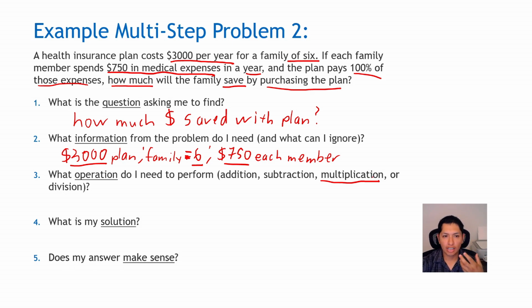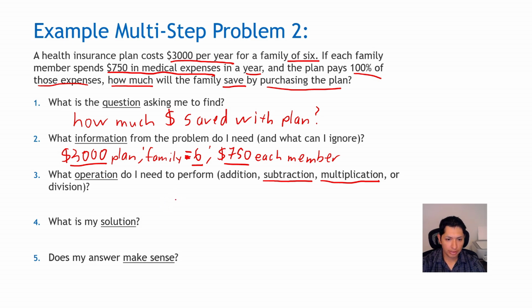And then to get how much money is saved, I compare the cost of the plan versus how much the family as a whole spends in a year. The way I'm going to see how much is saved is by subtracting some values. So I'm going to do subtraction and multiplication. Now that I've figured out those operations, let's go to number 4 and solve the problem.